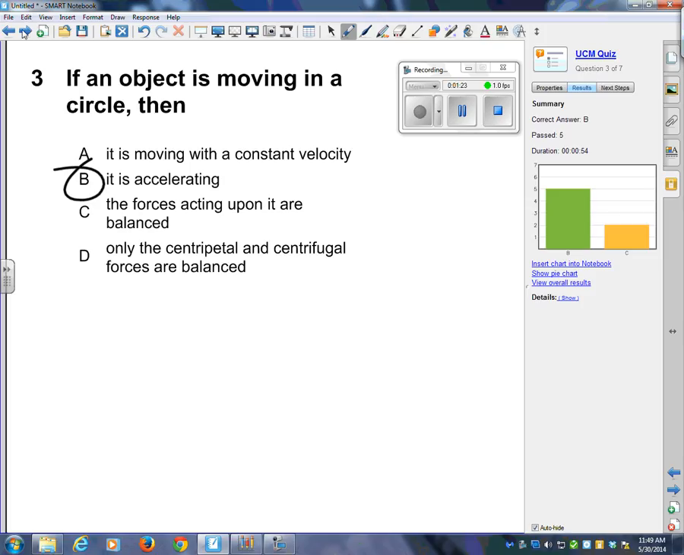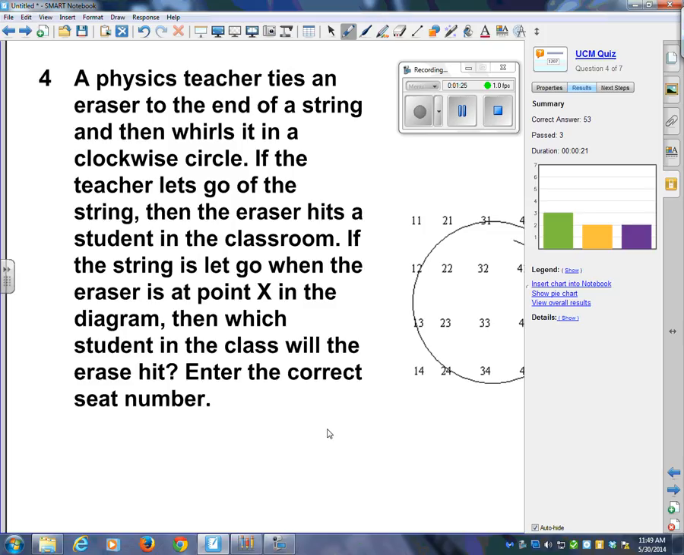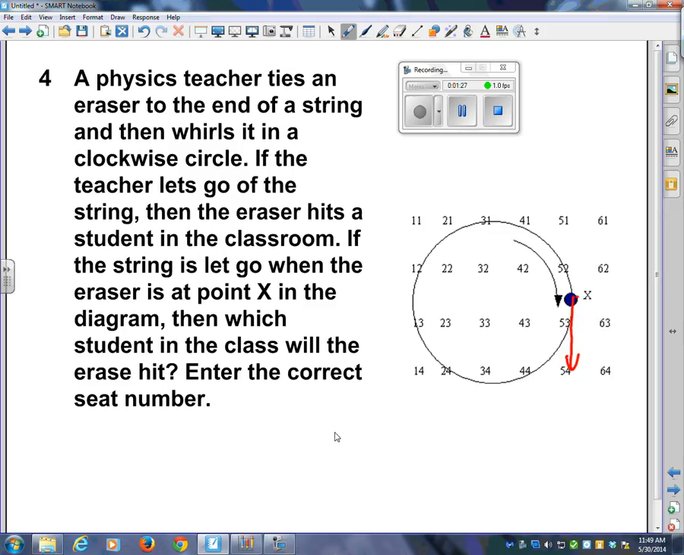I wrote 54 over there, right? A physics teacher ties an eraser to the end of a string and whirls it in a clockwise circle. If the teacher lets go of the string, then the eraser hits the student in the classroom. If the string is let go and the eraser is at point X in the diagram, then which student in the class will the eraser hit?